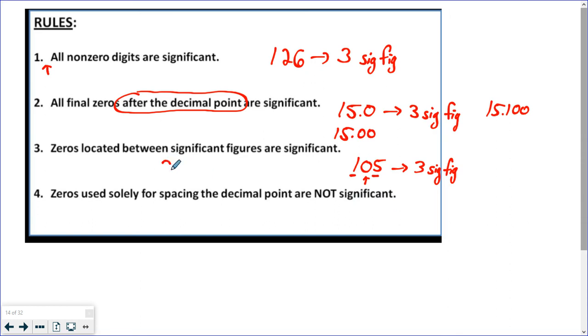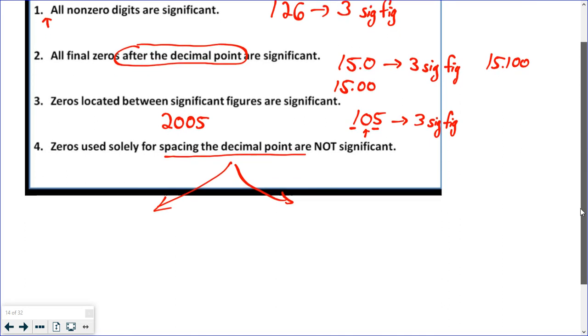And that works if there's multiple zeros. So something like this would also, all those zeros would count. This would have 4 significant figures. It could be after the decimal as well. And number 4, zeros used solely for spacing the decimal, this could be in front or behind it, are not significant. I want to show you, there's kind of 2 examples for this that you want to have down.